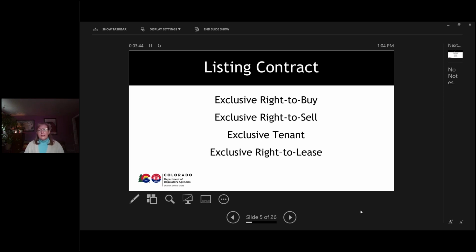So we'll start off with the listing contract. We have 4 basic listing contracts. We've got the exclusive right to buy, and that is what a broker is going to use when they're representing somebody who wishes to buy real property. You've got the exclusive right to sell contract, and that's what a broker will use when they are going to represent somebody in the sale of their property. There's the exclusive tenant, and that's when the broker is representing the tenant in a transaction. And then there's the exclusive right to lease, and that is the contract that the real estate broker will use when they are going to work with a property owner to lease their property.